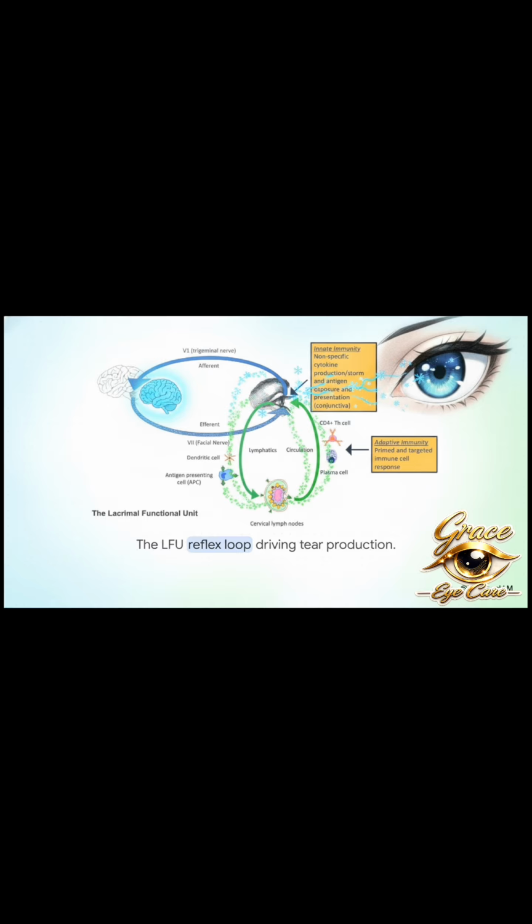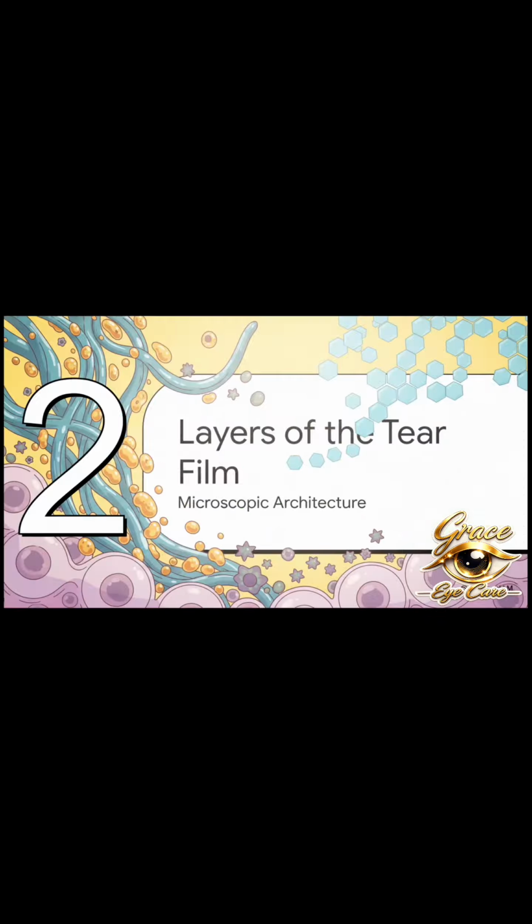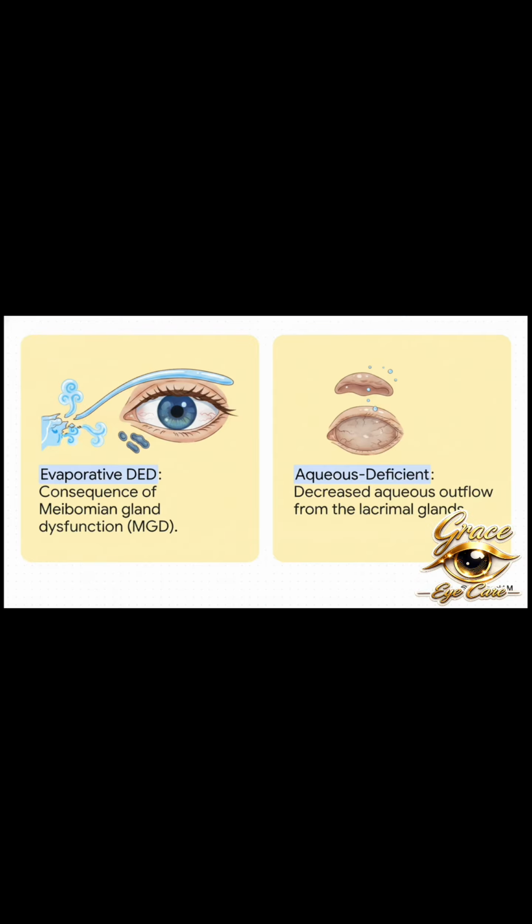Special sensory nerve endings in the cornea immediately detect this irritation. Signals then travel through the ophthalmic division of the trigeminal nerve, the fifth cranial nerve, which acts as the afferent or sensory limb of the reflex. The message then reaches the brainstem where it is processed in the lacrimal reflex center. From here, the brain sends a response through the seventh cranial nerve, which forms the efferent limb of the lacrimal reflex pathway.